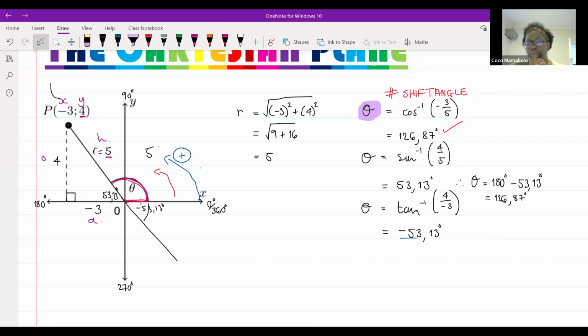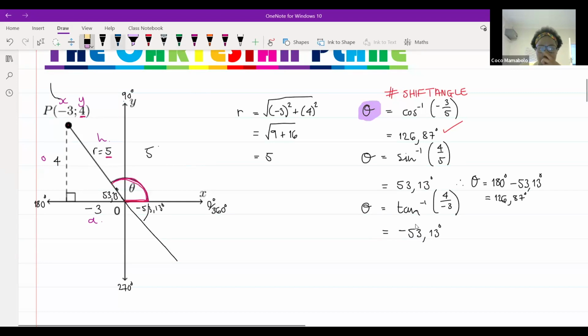Anybody got any ideas? Ma'am, please repeat the question. Okay, so the calculator for tan has given us a negative angle. Is that making sense? Yes, ma'am. When we calculate for tan, it gives us a negative angle.